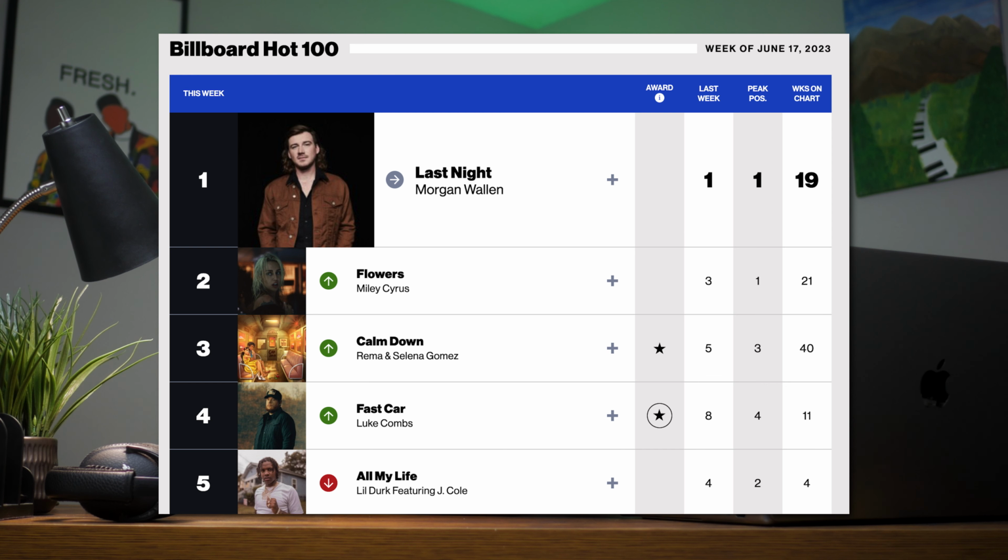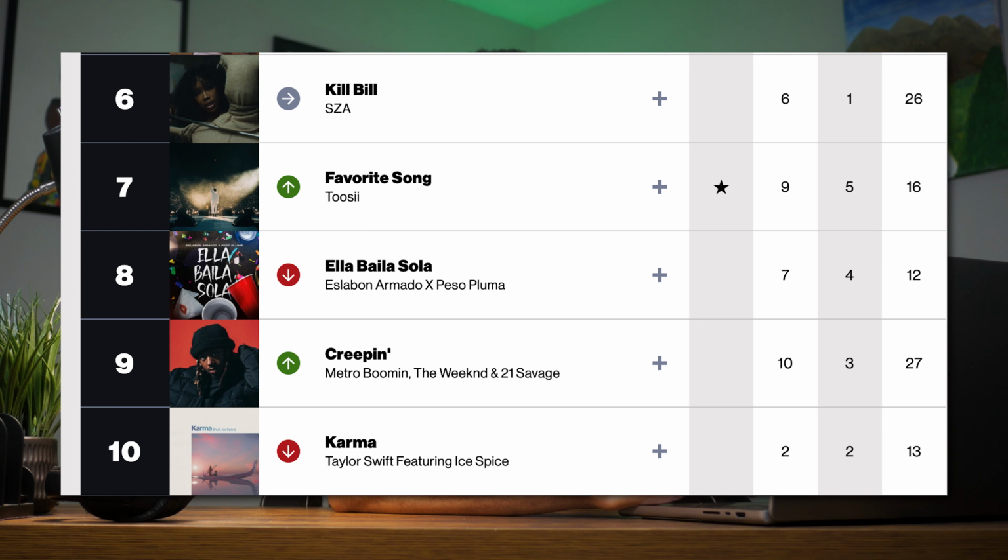Fast Car by Luke Combs is up here. All My Life, which was just recently released, is on here. Kill Bill is still on the charts by SZA at number 6 right now. It's been on here 26 weeks. Favorite Song by Toosii is blowing up even more. It's on its way up, but it's at number 7 right now. Number 8 is Ella Baila Sola by Eslabon Armado and Peso Pluma. I actually hope that's correct the way that I said it, but that's a really good song. I've heard it. Number 9 is Creepin', and then 10 is Karma, featuring Ice Spice, the latest version. So those are the Billboard Top 10 that are blowing up right now.